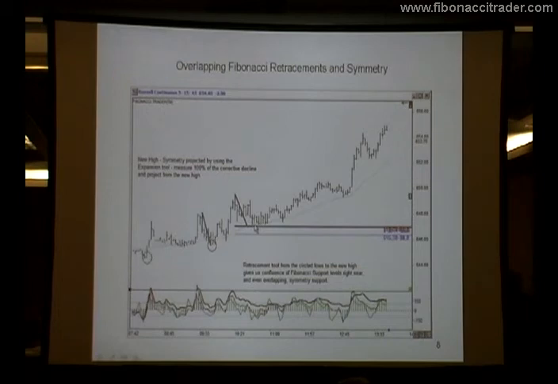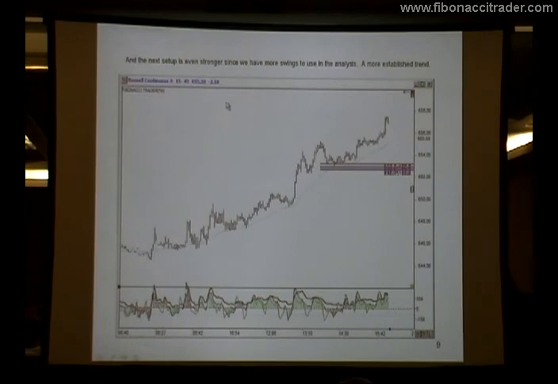And we'll run some live examples too, so you'll see the process in action. But the idea is you'll get a whole bunch of lines, and most of them are going to be standing alone. But where you get an overlap is where you have the most significant support or resistance. And this is the same chart later on. We had more swings to use.